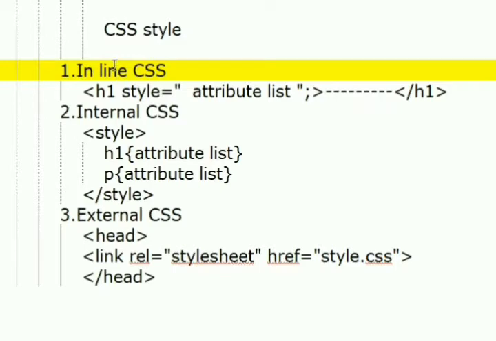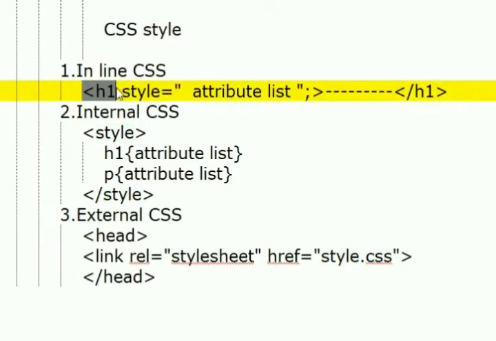Inline CSS is used to apply a unique style to a single HTML element. If you want to apply specific styles to a specific HTML element, then this inline CSS style can be used. Inline CSS style can be used by writing the CSS properties inside the style attribute. Here I have written an h1 tag, which we have already learned. And next, style is one attribute. We can write different CSS properties inside this style.